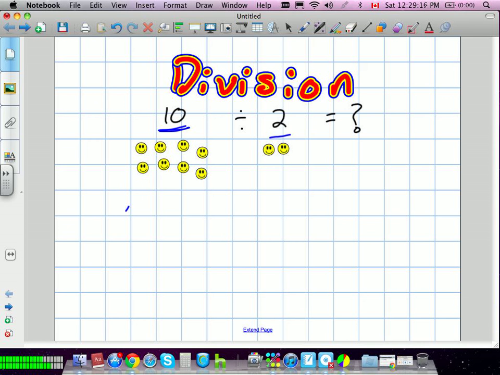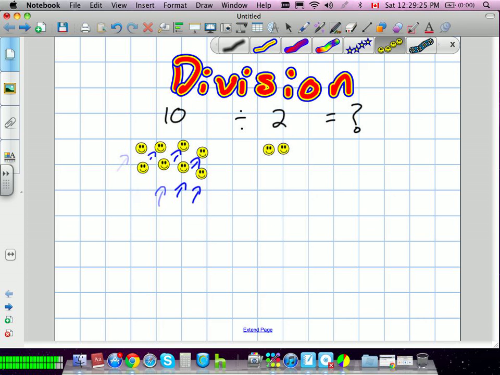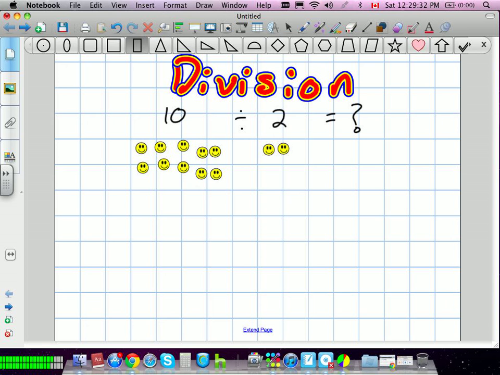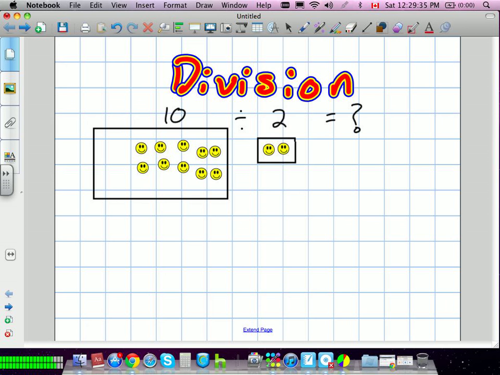So what we have here is 10 happy faces, right? 3, 4, 5, 6, 7, 8, 9, 10. I want you to look at it like this. So this is our group. I'm going to put this in a group here. So there's our group of 10, and we're going to be dividing by groups of 2.